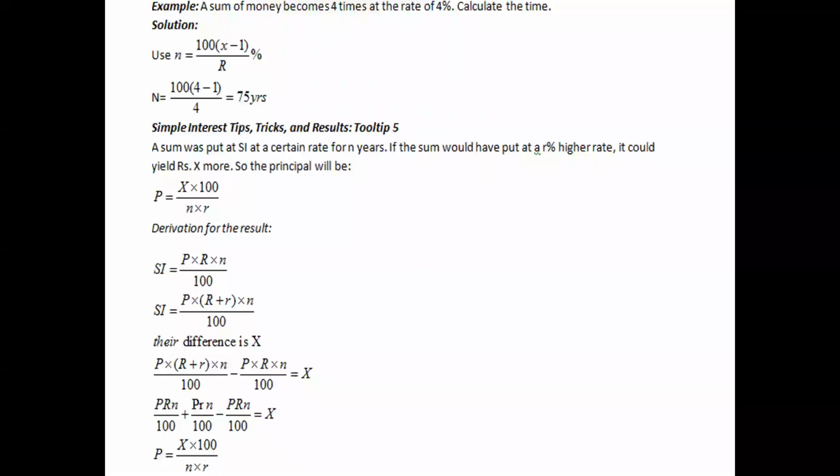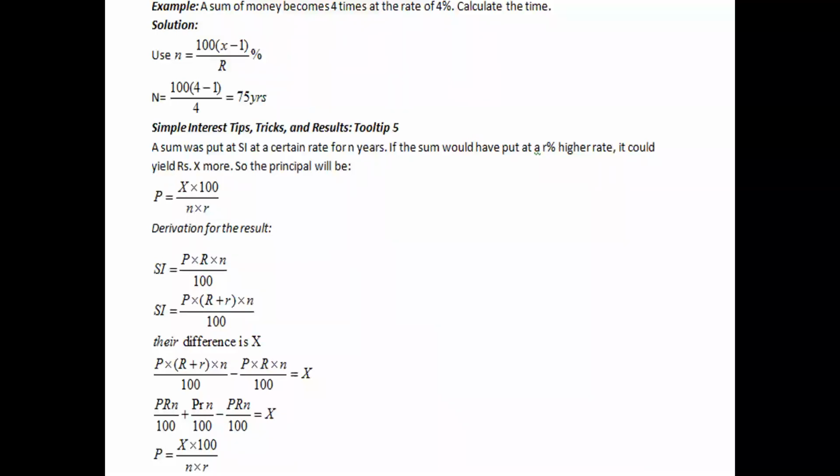The derivation for this result will be SI equal to PNR by 100. So SI equal to P into (R plus small r) into N by 100, where small r is the extra rate of interest for the higher rate. The difference is x. So P of (R plus r) into n by 100 minus PRn by 100 equal to x. That is the difference.